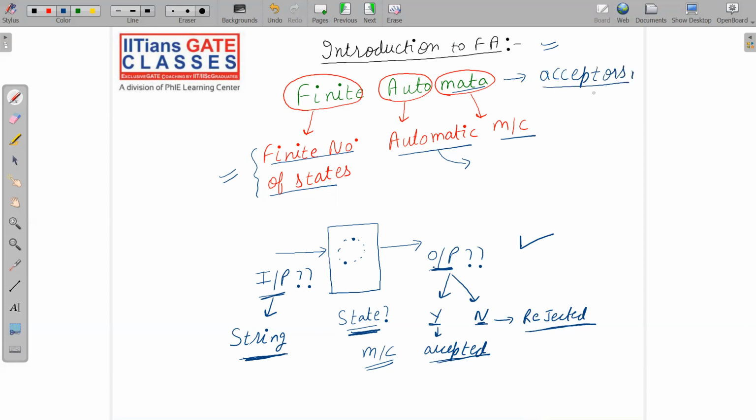Why are we calling them acceptors? Because the output is either yes or no. I hope I have cleared this point. So now let's jump to the formal definition of FA.